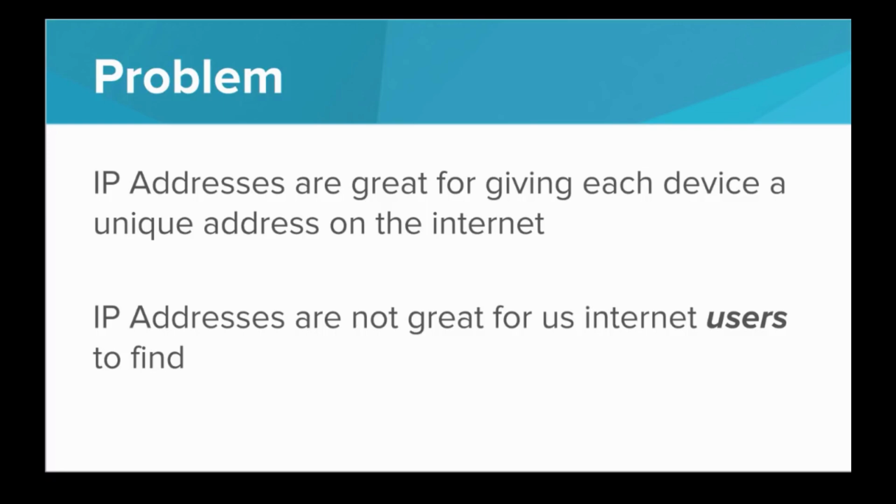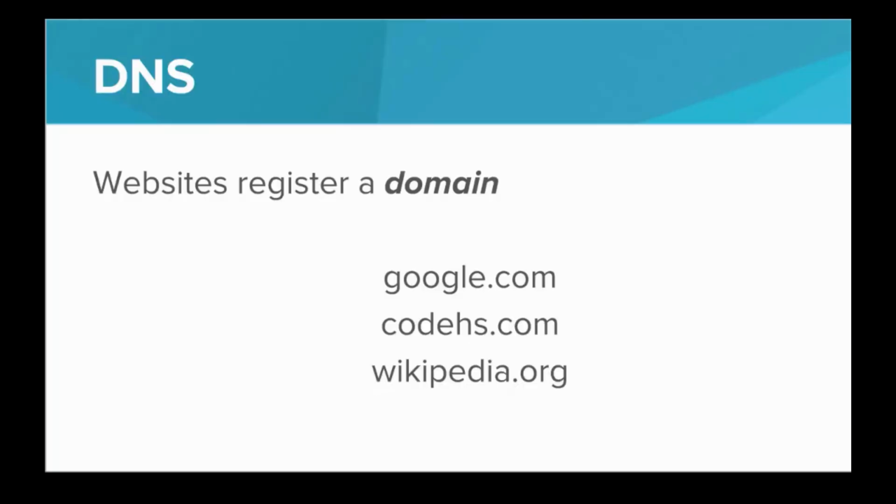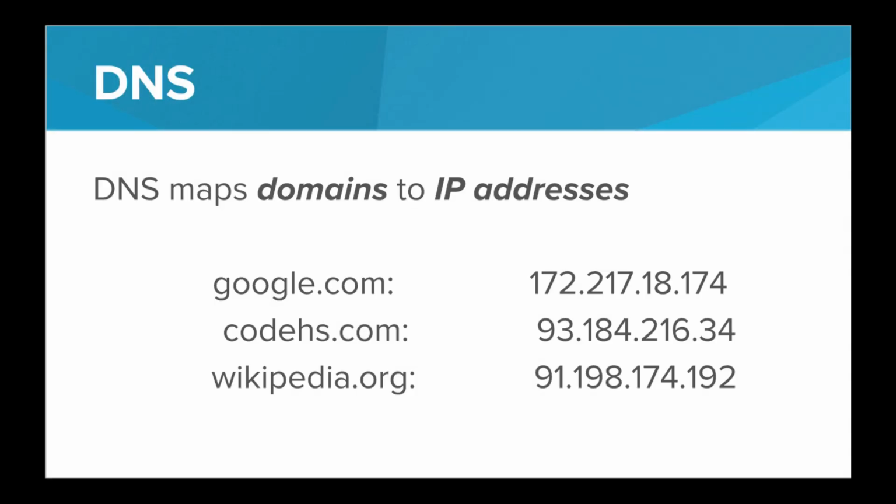So, how can we solve this problem? How can we give more human-readable and human-usable names to these locations on the internet? Well, the answer to that is DNS. DNS stands for the Domain Name System. DNS translates names to IP addresses. So how this works is a website, for example, Google or CodeHS, will register a domain, such as google.com or codehs.com or wikipedia.org. And once they have this domain, the DNS system will map this domain to a particular IP address, which is its actual physical location.